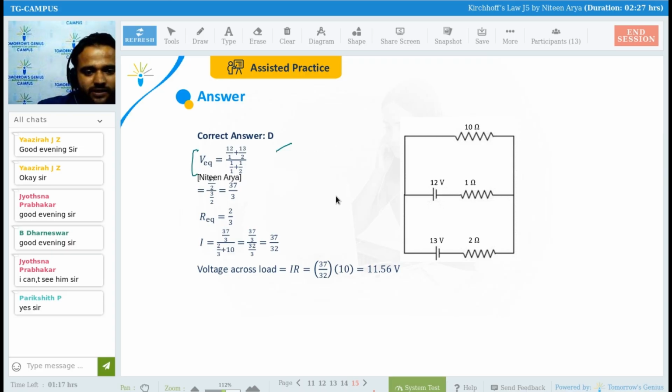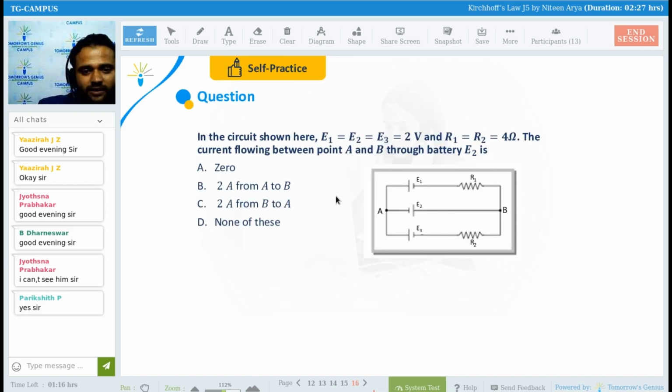We find V equivalent first, which is 37 by 3. We find R equivalent, which is 2 by 3, so 1 and 2. Then the voltage across the load resistor is IR, this. Okay.